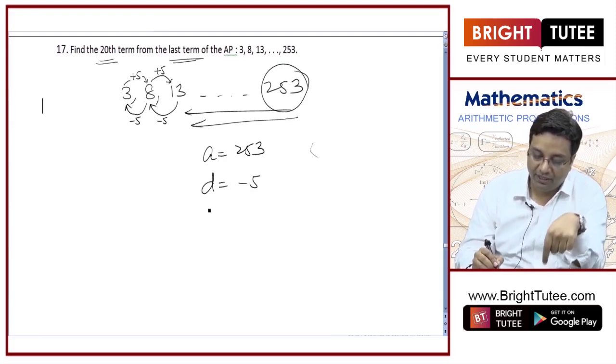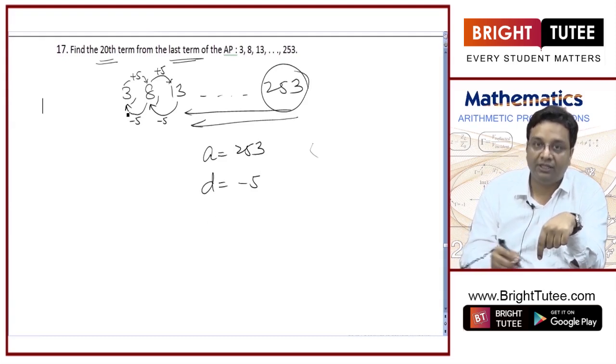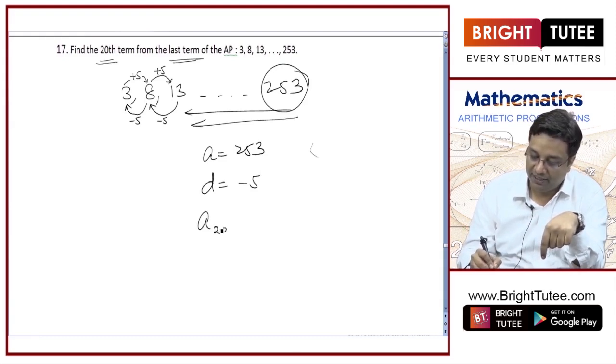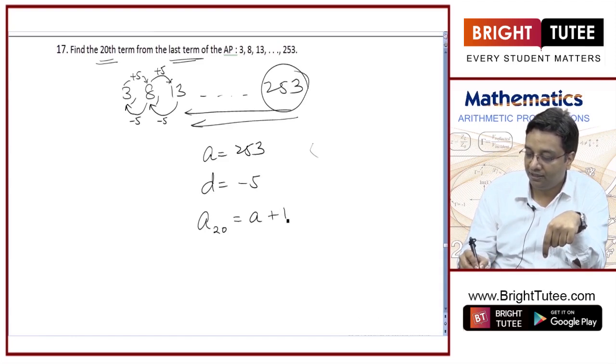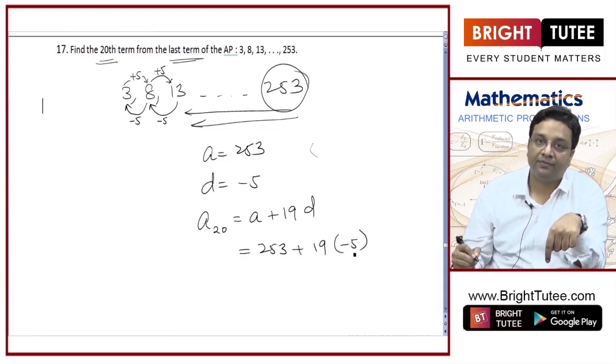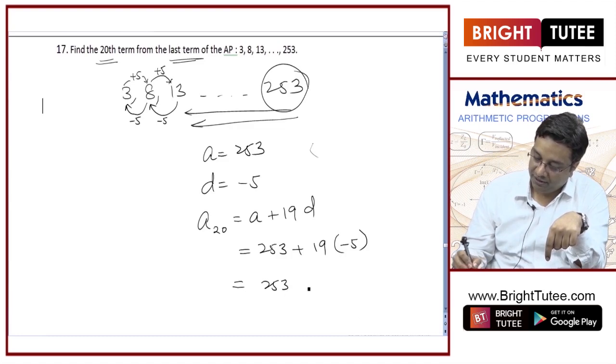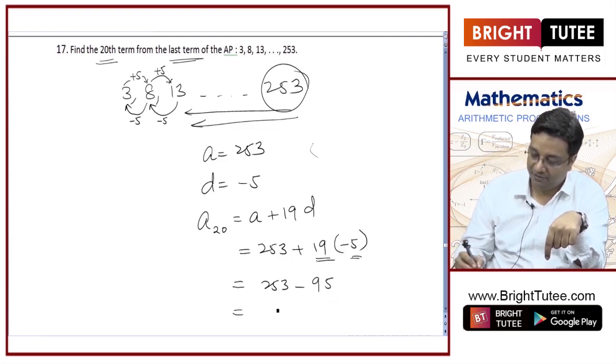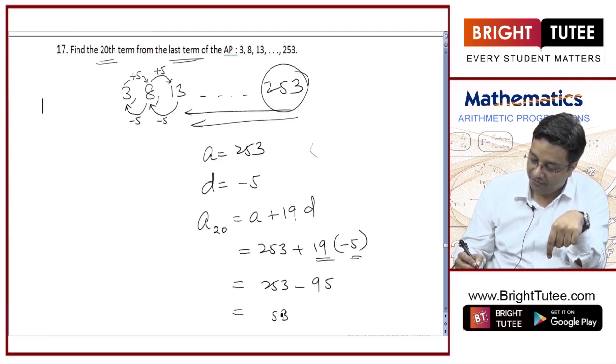And I just need to find the 20th term from this side. Okay, so I need to find A20, which is equal to A plus 19d. A is 253 plus 19 into minus 5. Okay, so 253 minus 19 into 5, which is 95, right? So 253 minus 95 is what? 8, 14, 5, 158.